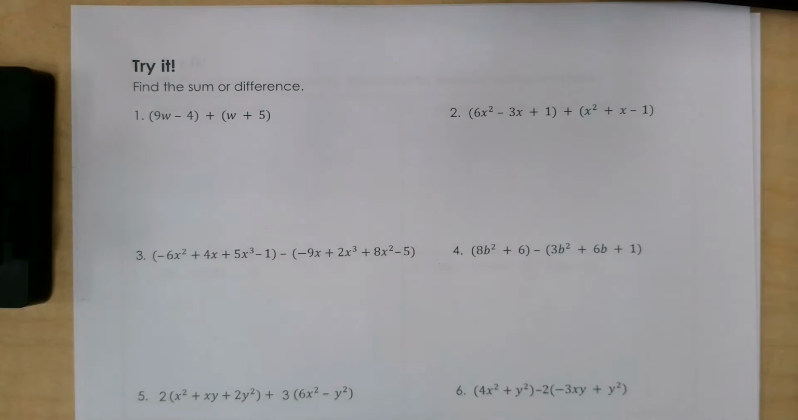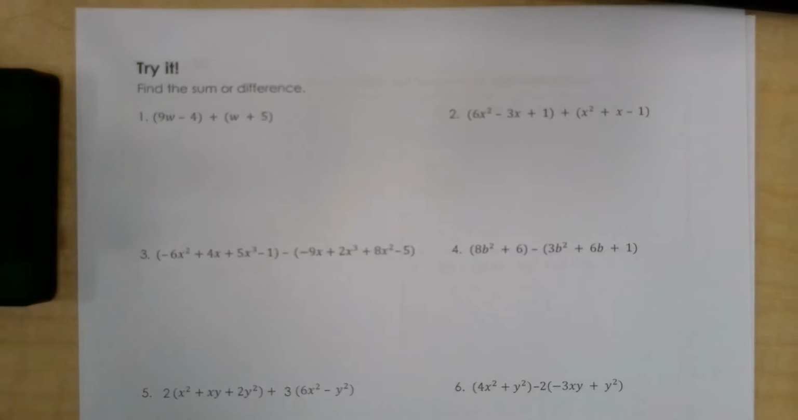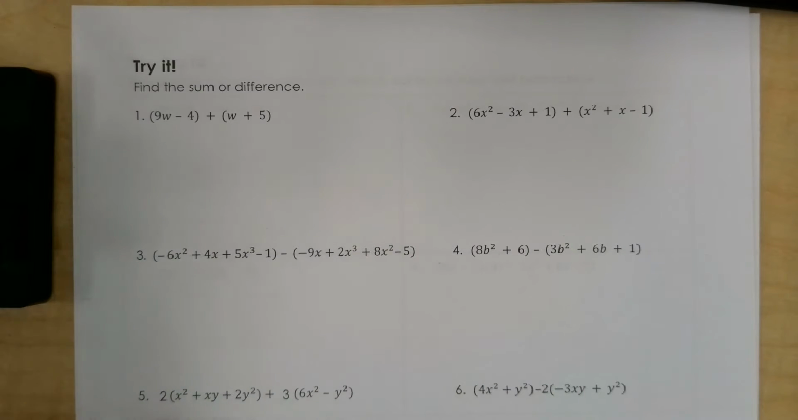Hi there and welcome. In this video, we're going to focus on the try-it problems for our polynomial operations unit. So we're going to start with page 24 of your Algebra 1 Quarter 3 notebook. We will be looking at all the try-it problems, so we will be adding, subtracting, multiplying, and dividing polynomials in this video. Find the sum or difference, so I'm adding and subtracting on page 24.